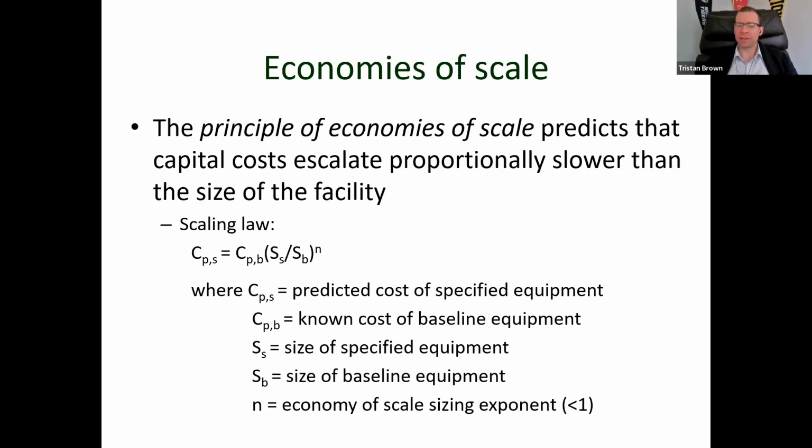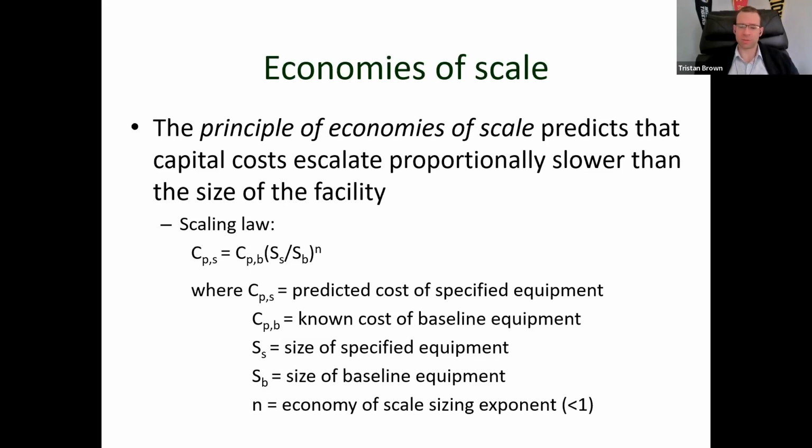And so most commonly, and this is the default assumption, we will see 0.6, right? If this economy of scale sizing exponent is less than 1, then that tells you the larger you go, the lower your unit costs are ultimately going to be. And so, we typically see 0.6.